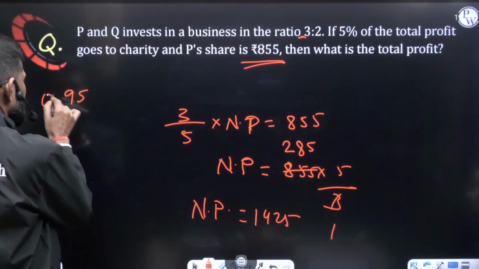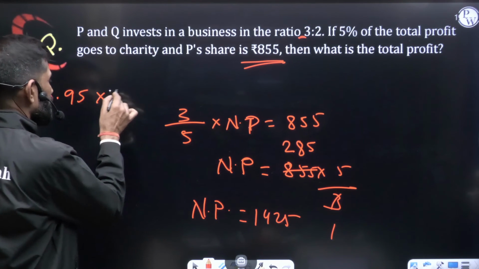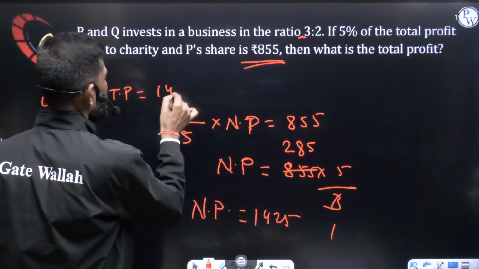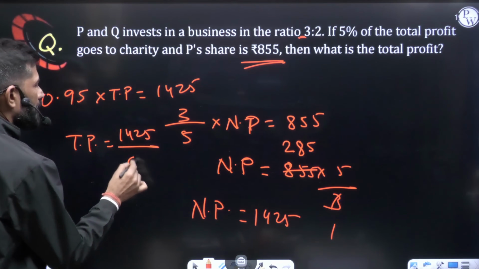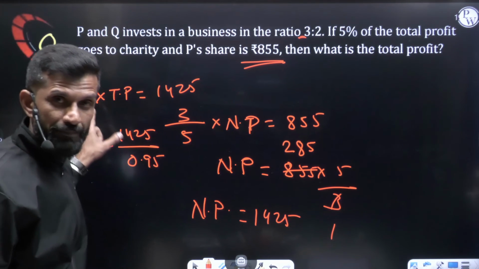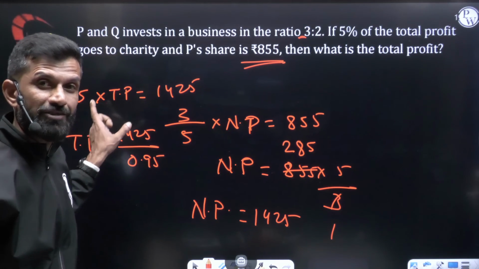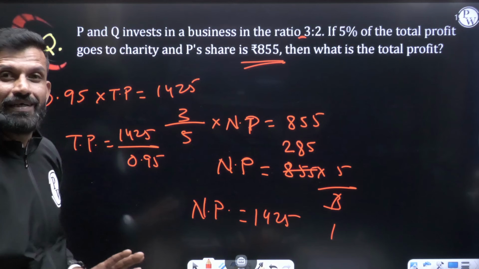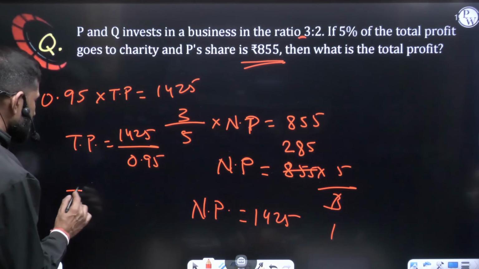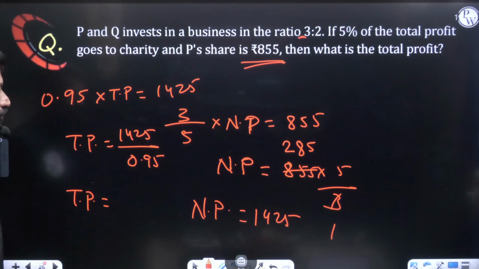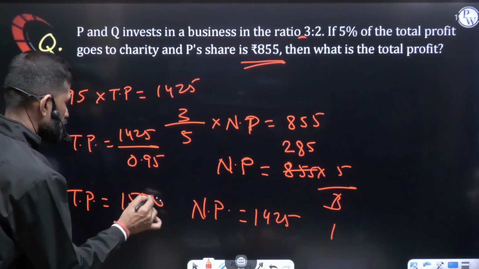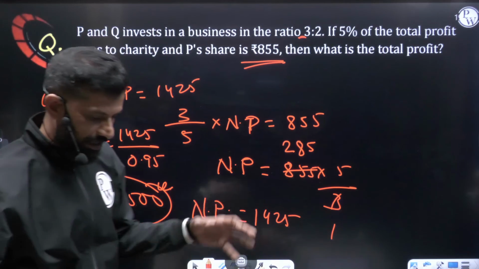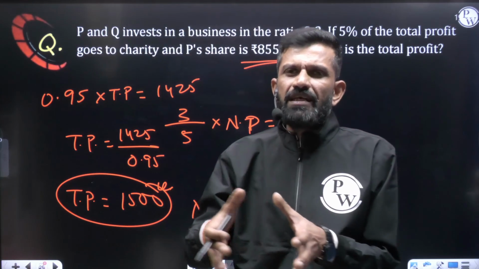So total profit, how much will it be? 95%, or else you can call it 0.95 of the total profit, is given as 1425. So what is the total profit? Total profit will be 1425 divided by 0.95. 95% means 95 by 100, which I have written as 0.95. You must have understood this if you have attended the percentage concept in the previous video. If you divide 1425 by 0.95, it will be 1500. So total profit was 1500. This is the answer.